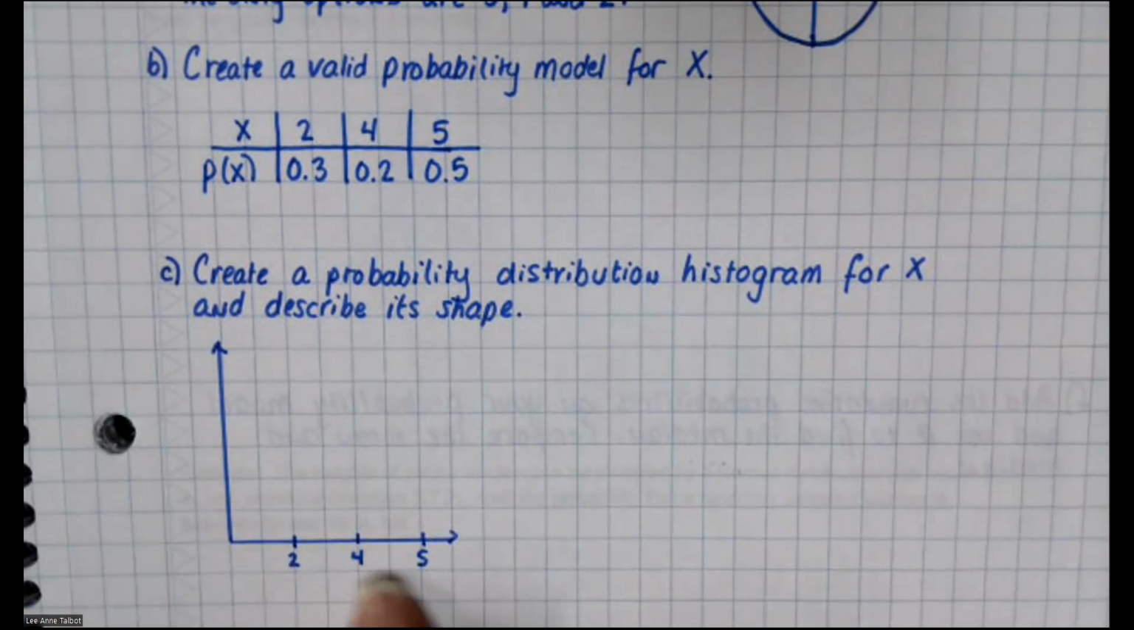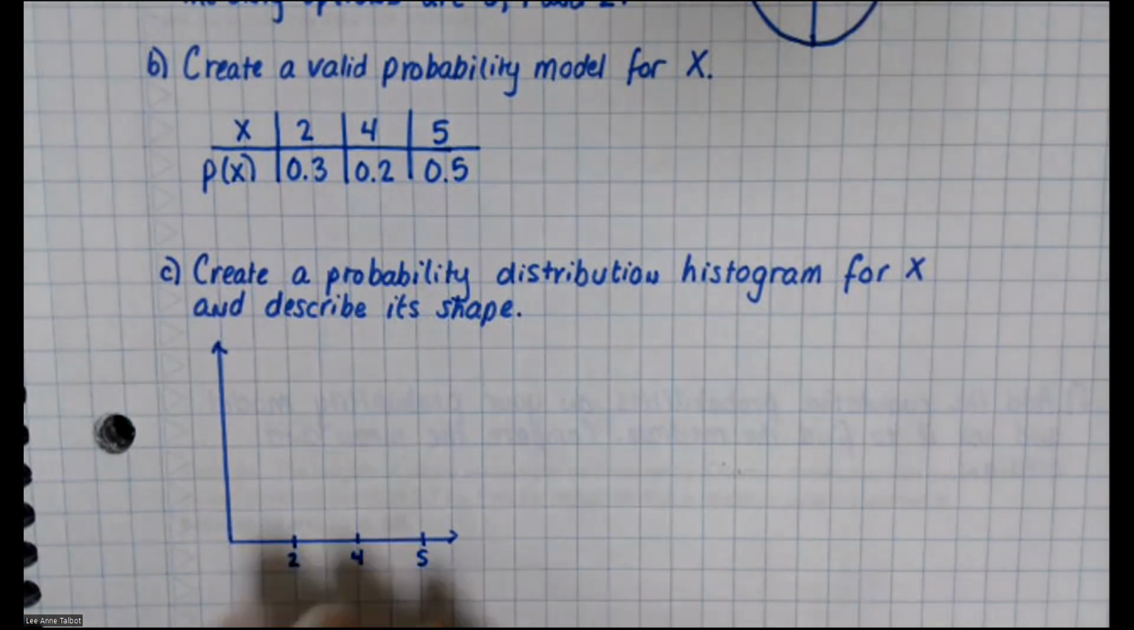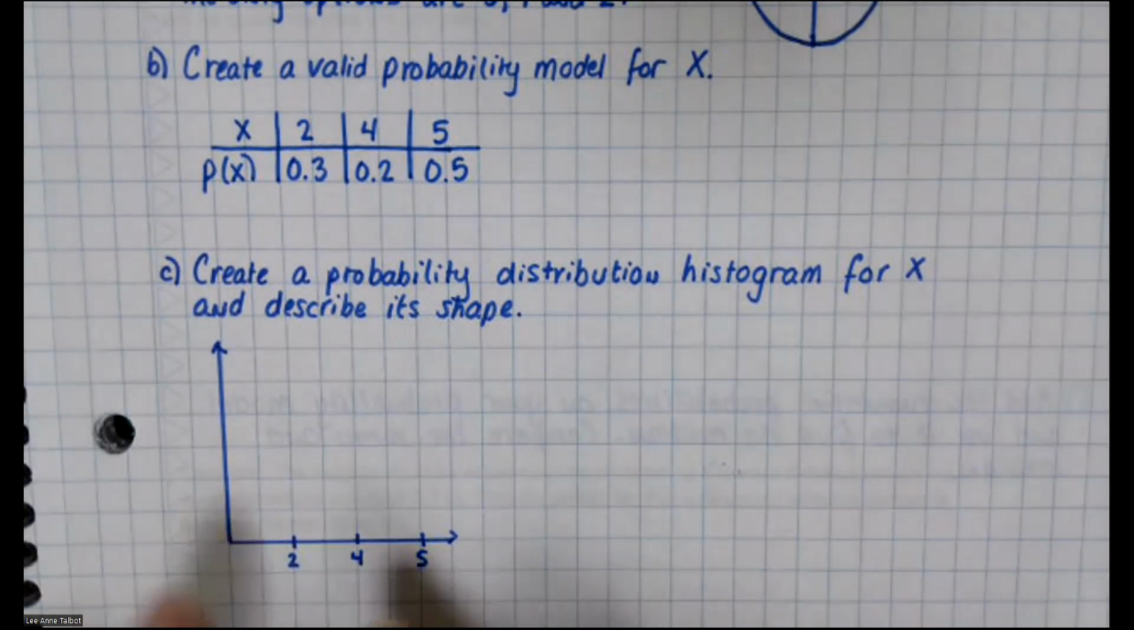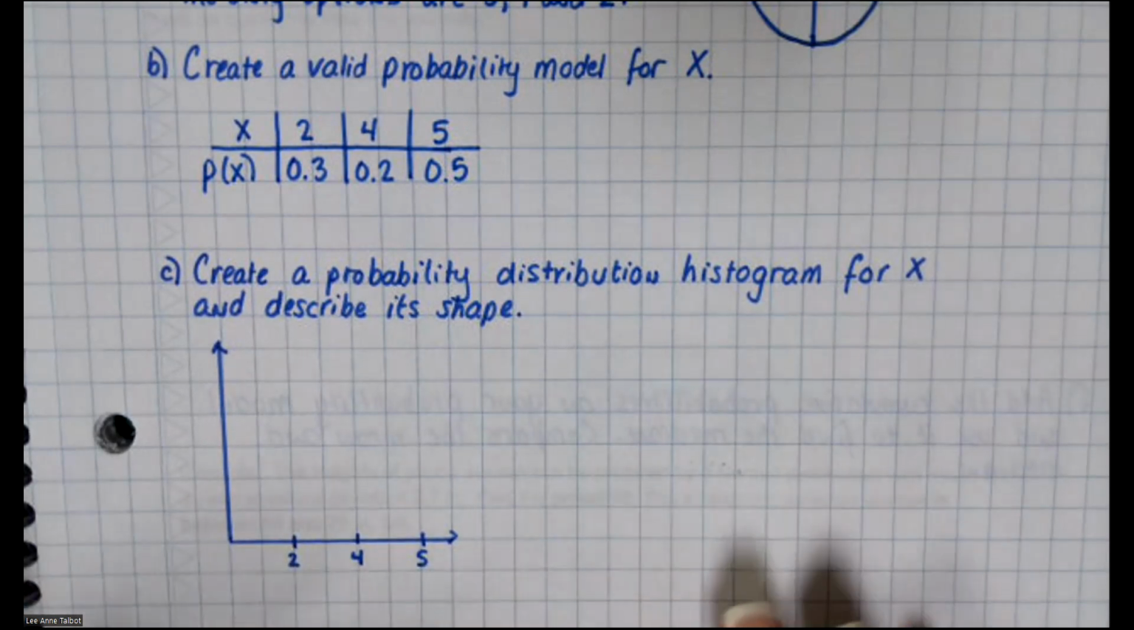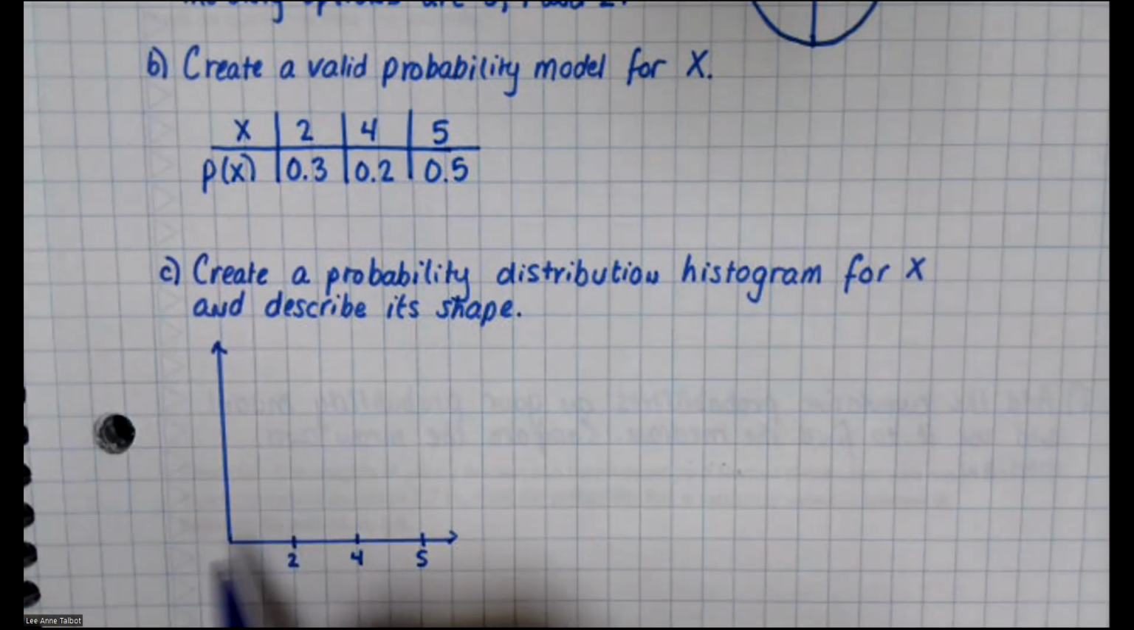Now I want you to notice that I'm labeling 2, 4, and 5 on my histogram down here. These labels feel like they're off because they should go by the same amount, but these are outcomes from a spinner. So it's kind of like a bar graph, basically.